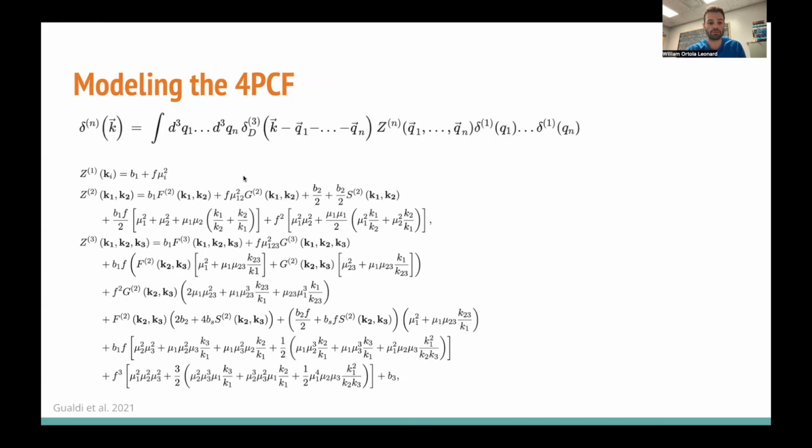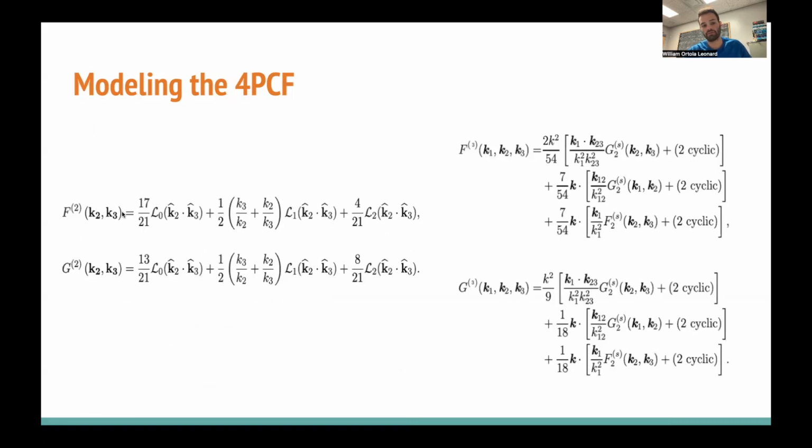Just for completeness, here I'm showing you what these Redshift-Space kernels look like. As you can see, we have some bias parameters such as b1, b2, b3, and the tidal tensor bias. We also have some standard perturbation theory kernels such as F2, F3, G2, and G3, where F2 and the standard perturbation theory kernels are given by these equations.